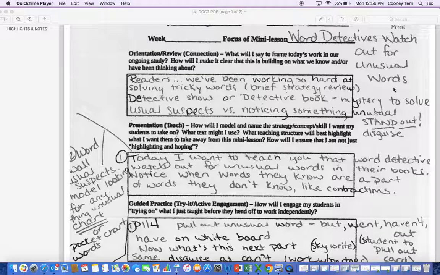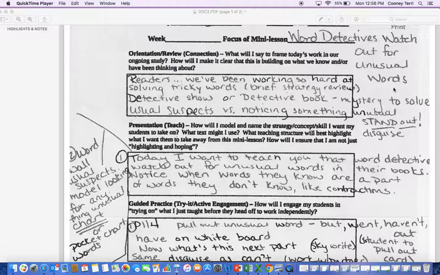And I would talk about how our new lesson is kind of like a detective show or a detective book, using something that my class is familiar with. Perhaps we've read a mystery together. Perhaps it's Nate the Great. Perhaps it's Scooby-Doo. But in a detective show or a detective book, there is a mystery to solve.